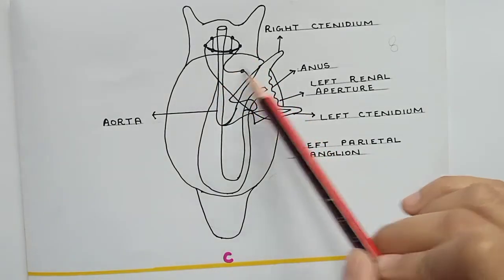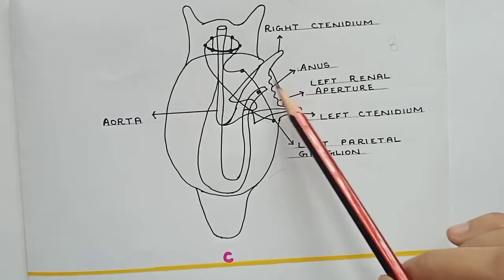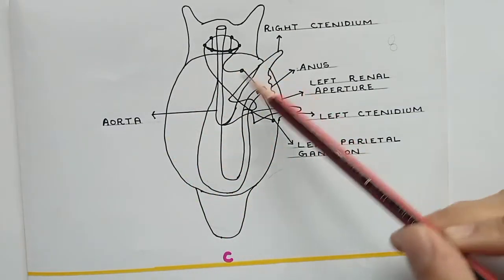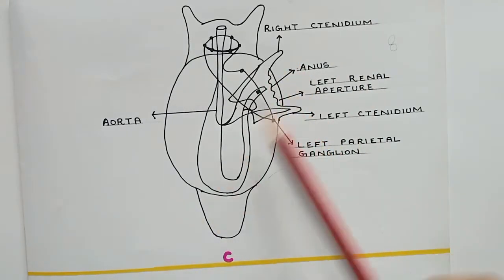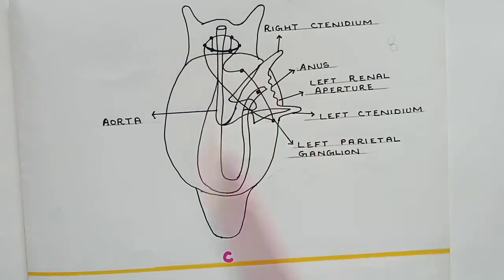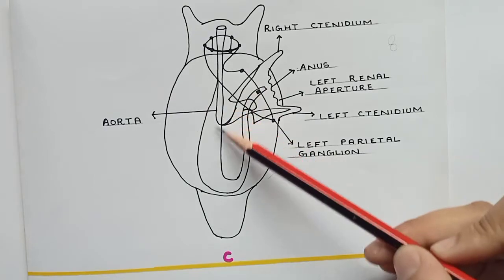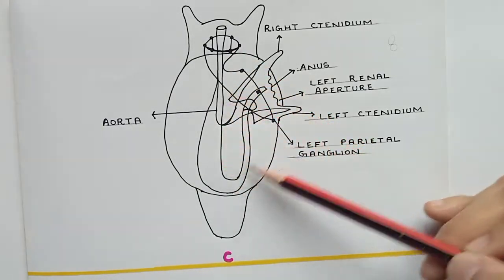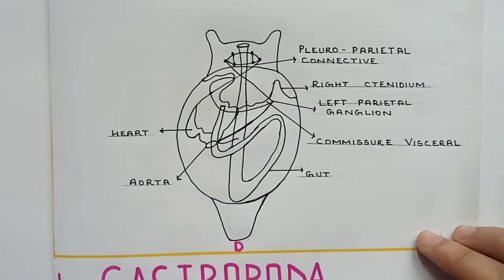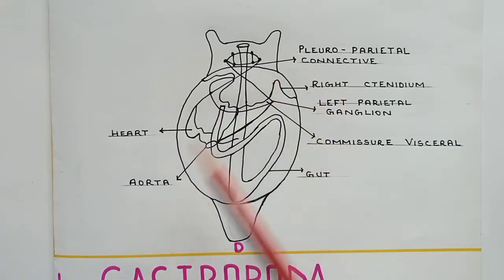So all the left parietal ganglion, we see right tenedium, left renal aperture, anus, all this is shifting to the head region. We see the gills and the excretory nephridiophore shifting to the head region, and the torsion causes this loop-like structure. This is the gut, and this is thrown into a loop. And in the last part of the diagram, we see that there is complete torsion that has taken place.